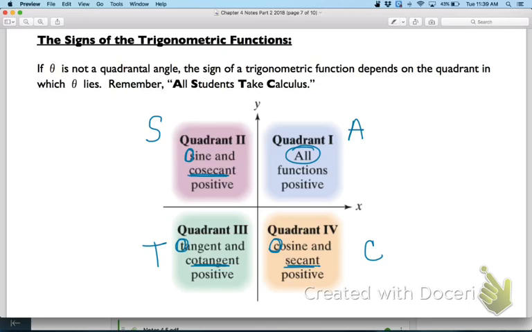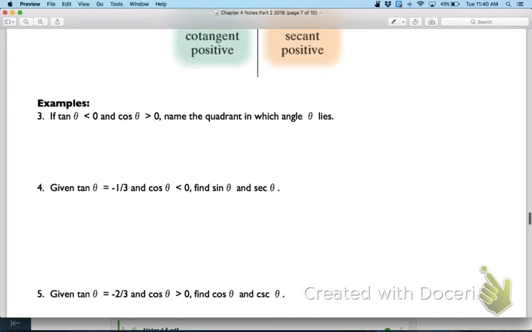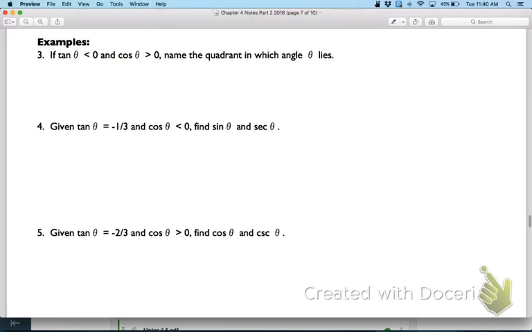What this tells you, all students take calculus, it tells you which functions are positive. If it's not listed, it's negative. So the ASTC tells you which functions are positive in each quadrant, and then if it's not one of the ones that's listed, then that means it's negative. So if we want to determine the quadrant that an angle is in, we can use sort of a process of elimination here. So if they tell us that the tangent is negative and the cosine is positive, and we want to determine the quadrant in which theta lies.